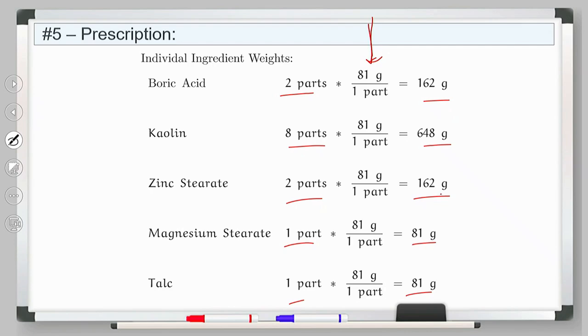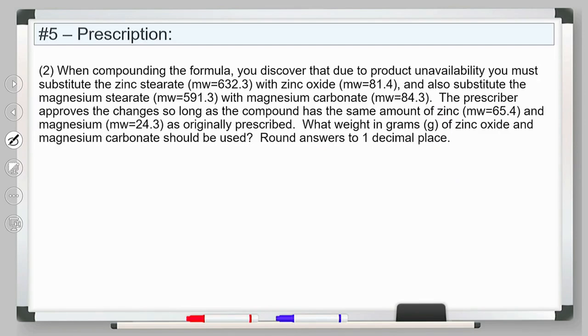All right, now before we go on, I want to point out this number here, 162 for zinc stearate and 81 grams for magnesium stearate, because the next question is, these are out of stock. I don't have zinc stearate and I don't have magnesium stearate, but I need them as my source of zinc and magnesium. So I'm going to use zinc oxide instead of zinc stearate, and I'm going to use magnesium carbonate instead of magnesium stearate.